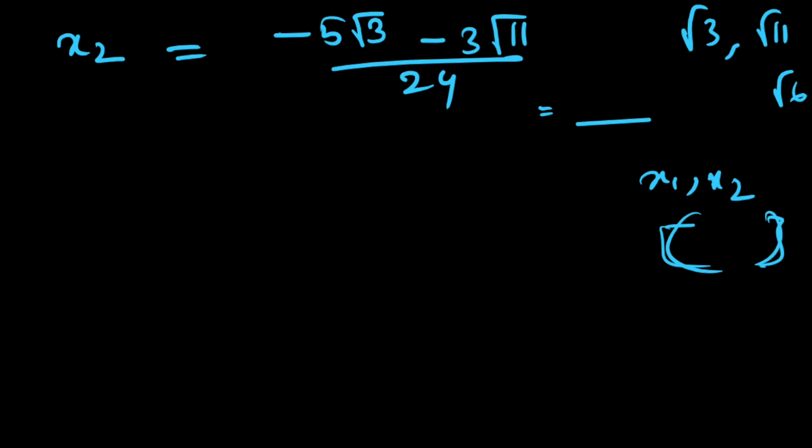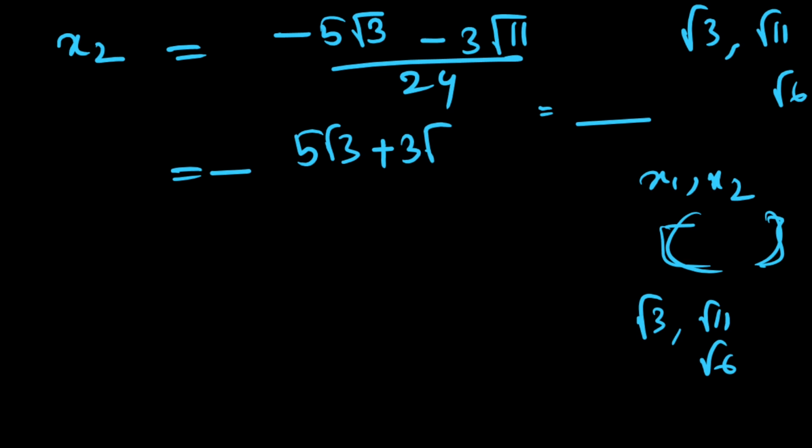But this process is lengthy, calculative and time taking. If we put in the values of root 3, root 11 and root 6, it will take more time and we may also make mistakes. So we approach another method. First we check x2, which is equal to minus of (5 root 3 plus 3 root 11) over 24. That is strictly less than 0.